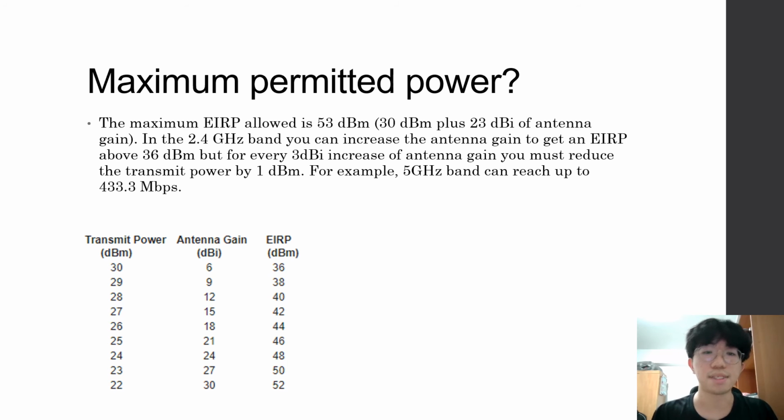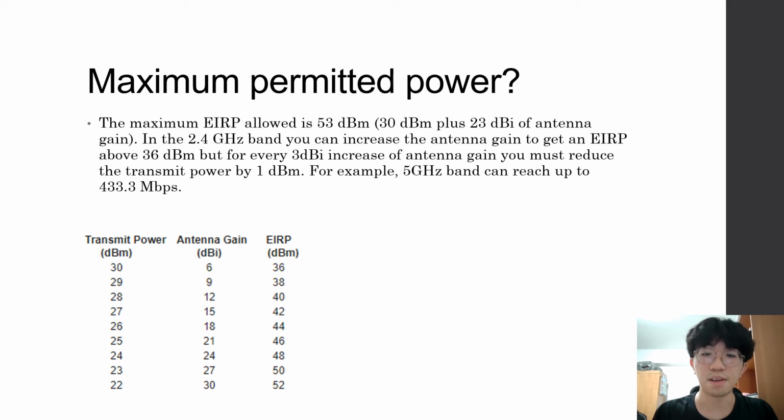What is the maximum permitted power in Wi-Fi? The maximum EIRP allowed is 53 dBm, which is 30 dBm plus 23 dBi of antenna gain. In the 2.4 GHz band, you can increase the antenna gain to get an EIRP above 36 dBm, but for every 3 dBi increase of antenna gain, you must reduce the transmit power by 1 dBm.